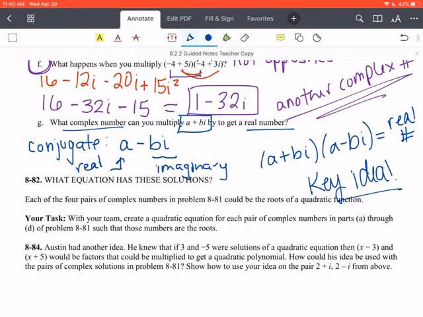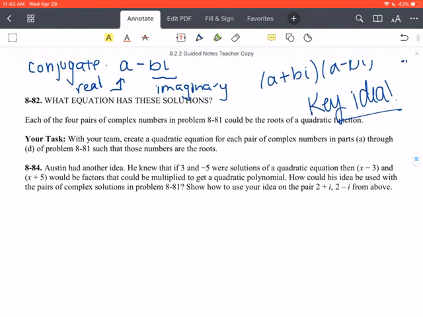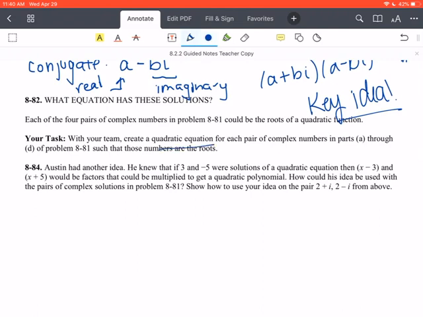Okay, so now we are going to focus more on quadratics, roots, x-intercepts. Each of the four pairs on A through D could be the roots of a quadratic function, because quadratic functions use real numbers, but then the roots are imaginary if it doesn't cross the x-axis. So what we are going to do is create a quadratic equation for the pairs of complex numbers on A through D.